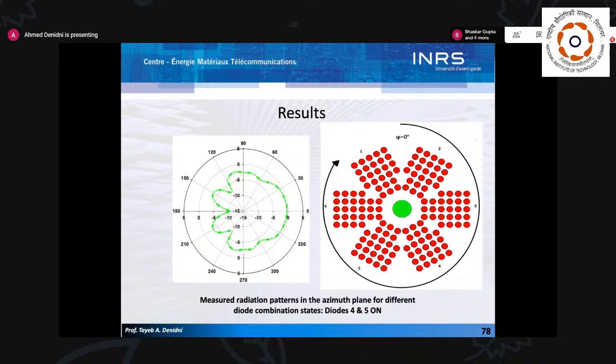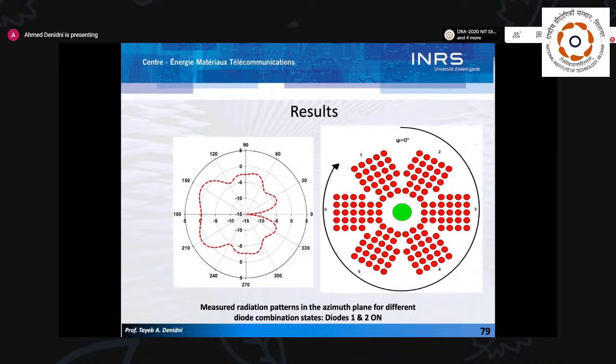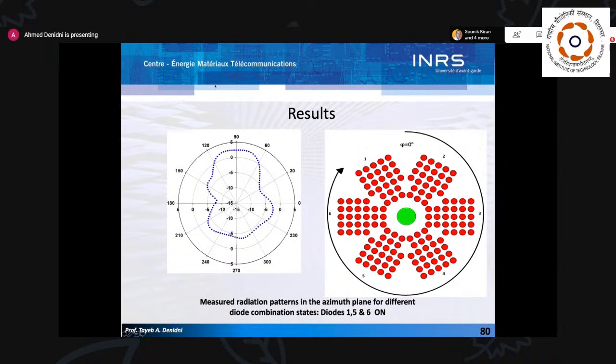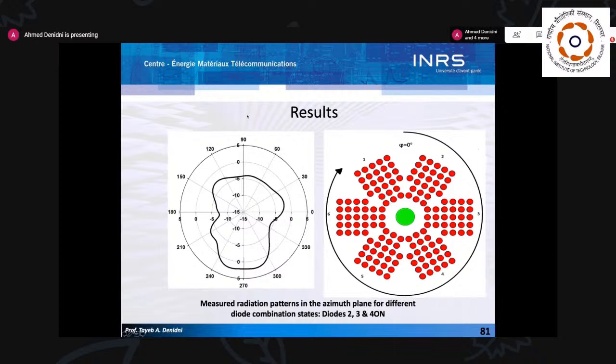In another combination, we can see that we switch the radiation pattern in this direction. Then we can switch the radiation to the other side. And lastly, we can have a radiation pattern at another angle.